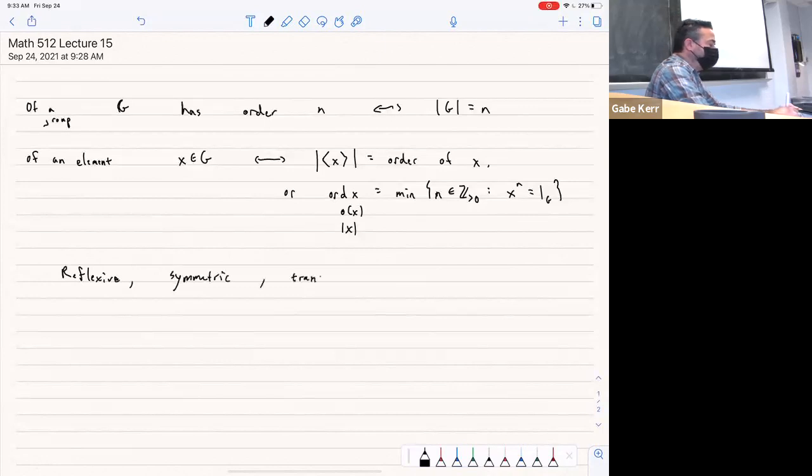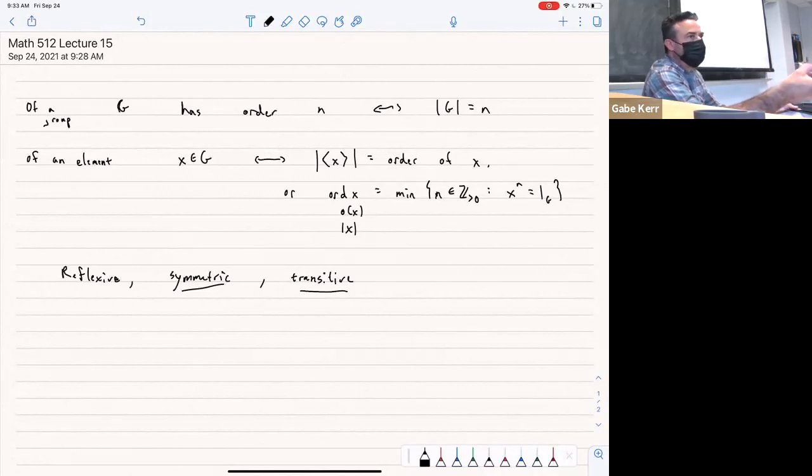You'll notice that symmetric and transitive are implications. For symmetric, you assume A is equivalent to B and you want to prove that B is equivalent to A. For transitive, you assume A is equivalent to B and B is equivalent to C, and you prove A is equivalent to C. So you have this if and then, whereas reflexive is an existence kind of statement. It says A is equivalent to A, period, full stop. We're not assuming something to get there. So that's a different thing.